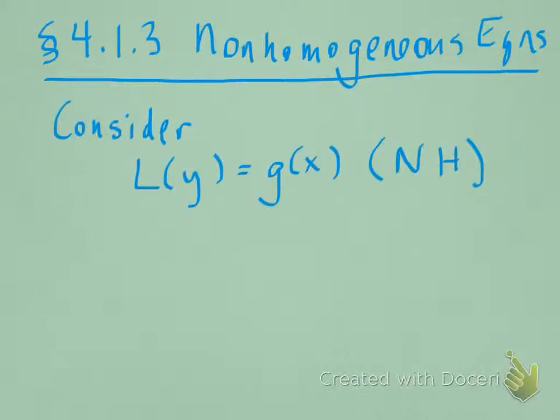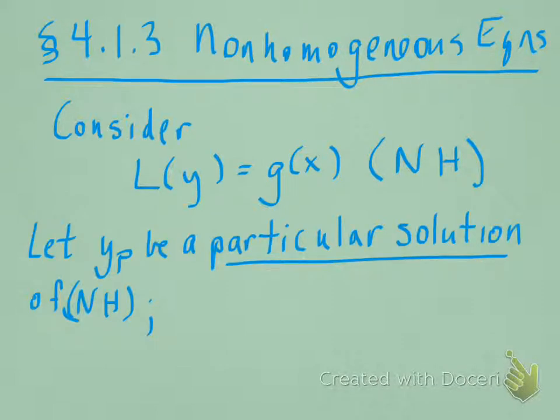So let's consider a differential equation of this form. Now in this video and from here on out, L is going to be an nth order linear differential operator. And it's going to satisfy the conditions of the existence and uniqueness theorem, namely all of its coefficient functions are continuous on some interval and the leading order coefficient function is non-zero on that interval. Okay, so we have our non-homogeneous linear differential equation, which I'll denote NH.